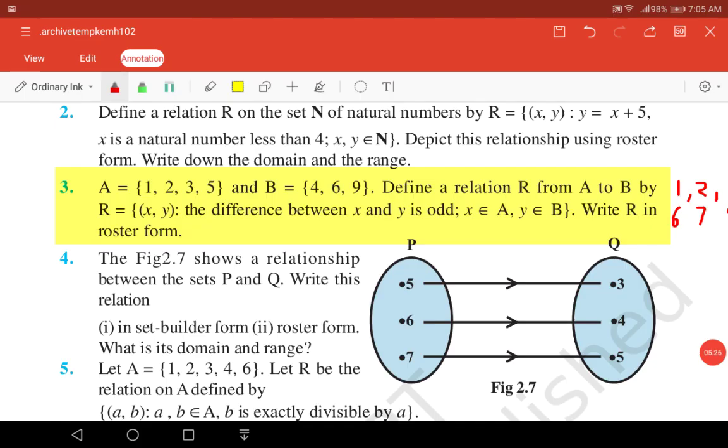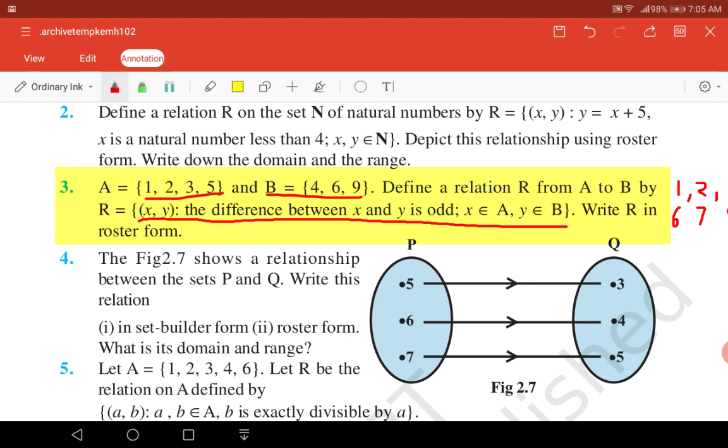So in question number 3 we have A equal to {1, 2, 3, 4}. This is set A. Set B is {4, 6, 9}. Define a relation R from A to B by (x, y) such that, in the ordered pair, the difference between x and y is odd, where x belongs to A and y belongs to B. Write R in the roster form.